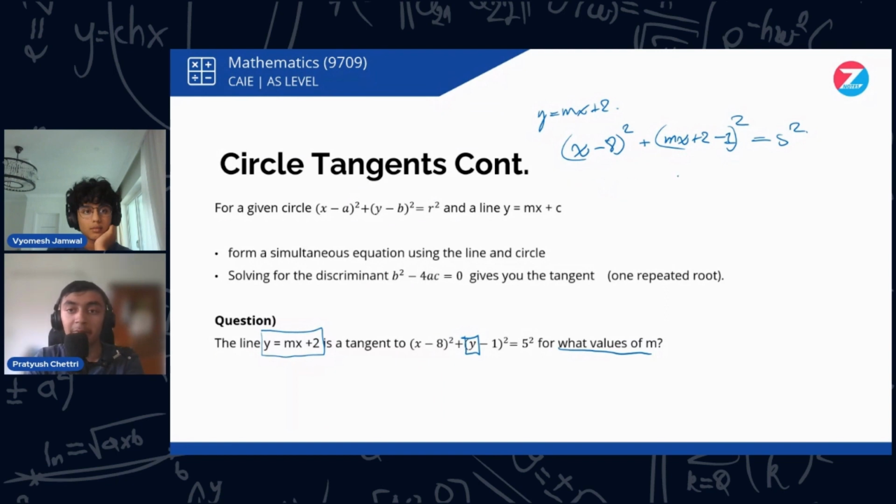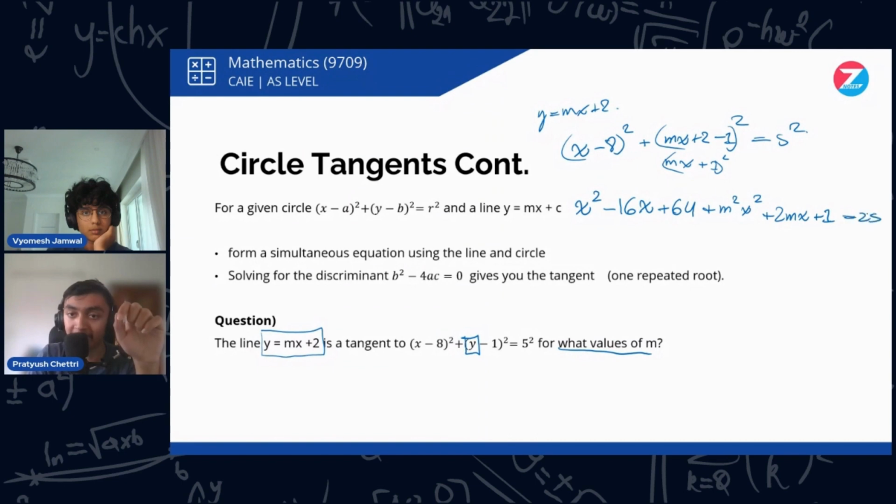And then we have to simplify everything. Open all the brackets, mind you. So that comes to x squared minus 16x plus 64, plus m squared x squared plus 2mx plus 1 equals 25. This is one of the nicer equations, honestly.